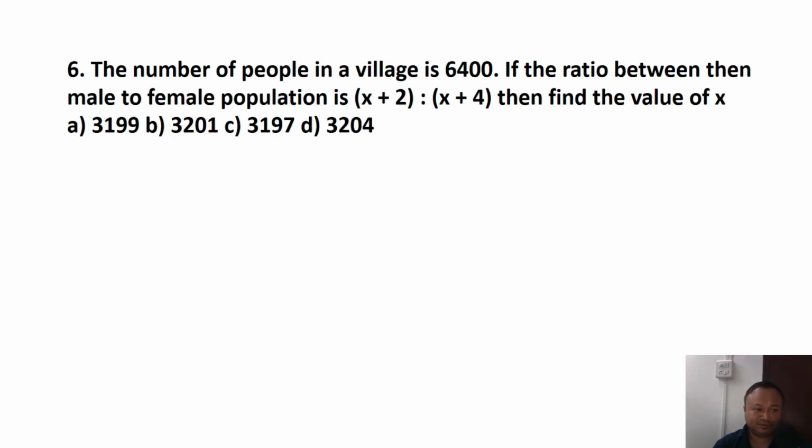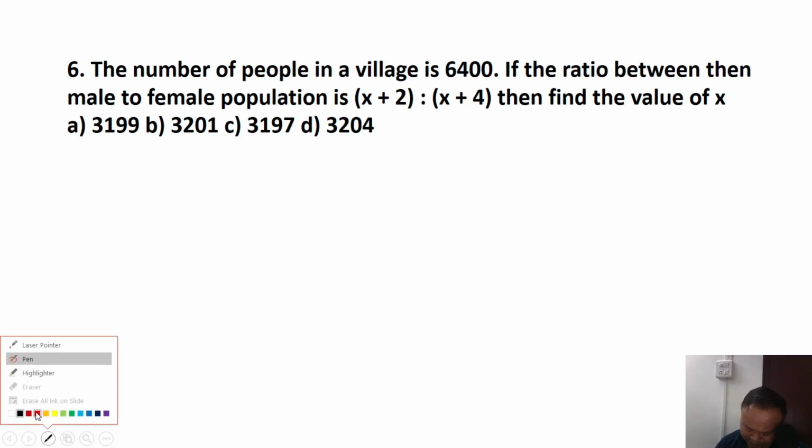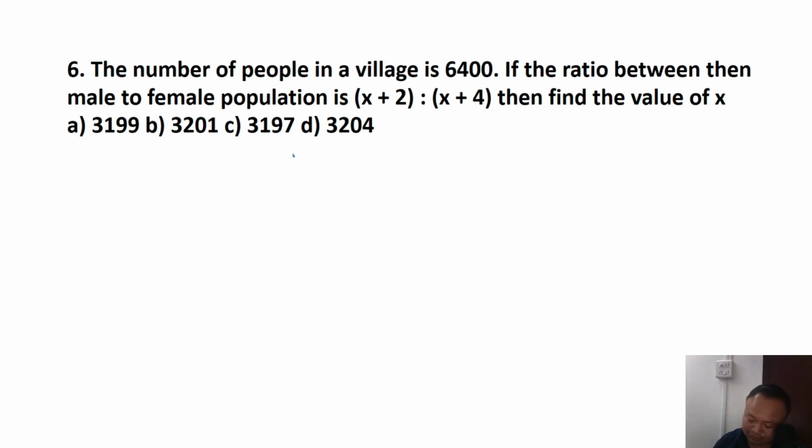Next question: the number of people in a village is 6400.